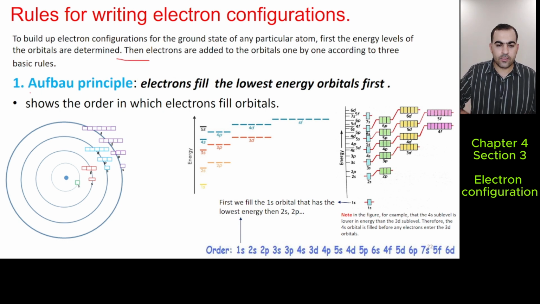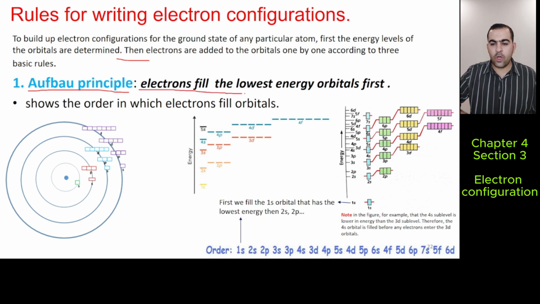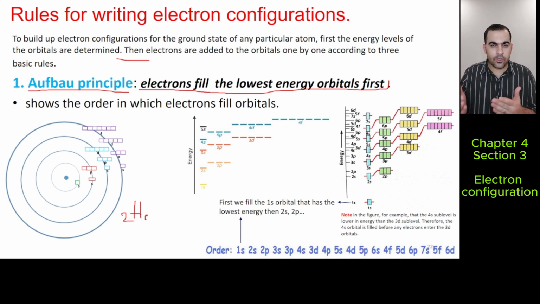The first rule is the Aufbau principle. Aufbau is a scientist. Electrons fill the lowest energy orbitals first. If we have hydrogen or helium, let's say, helium has 2 electrons. So this is helium. Its atomic number is 2, means the number of electrons and protons is 2.